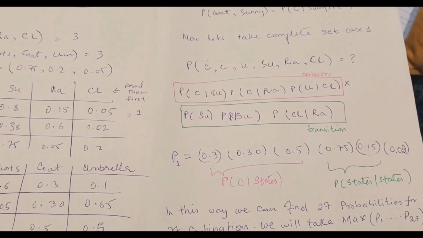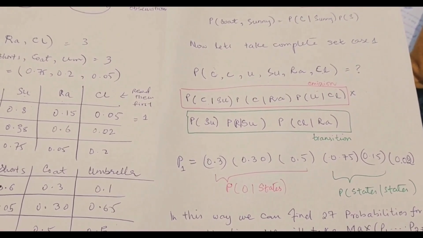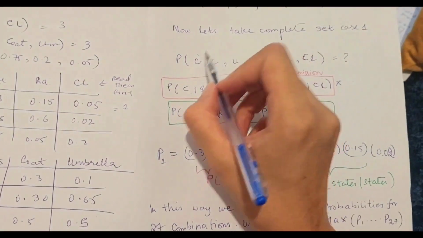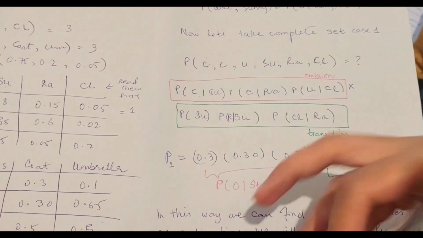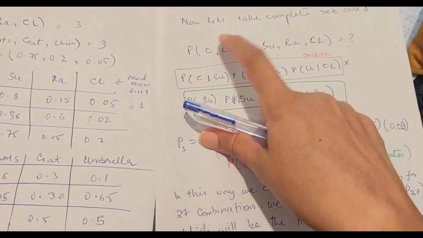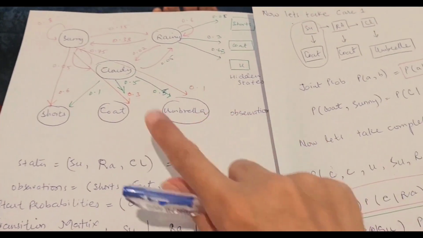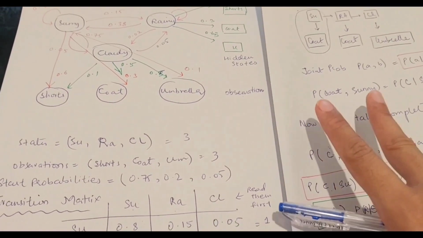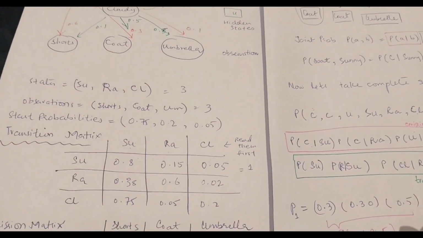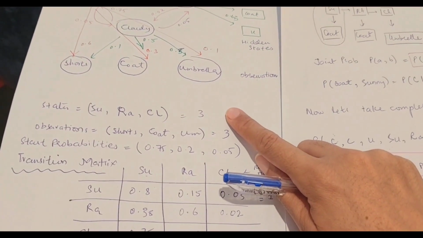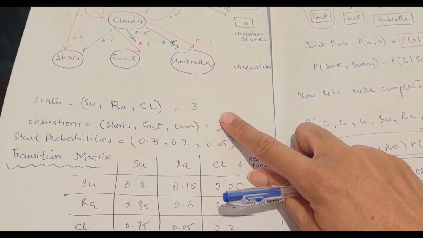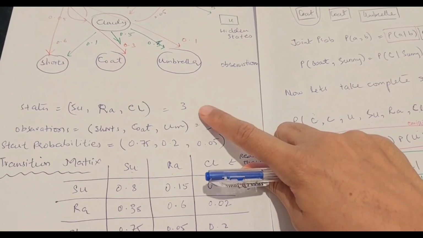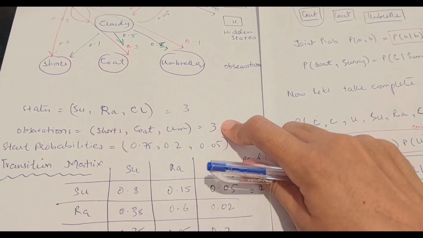But if you are simply given a sequence of events, you don't have to find the maximum possible case. You have to find the probability for this specific sequence, so you just have to find out this one case. And if you are not given a sequence, and you are asked to find all the possible combinations and then the maximum out of those, then you have to find these 27 probabilities. In this case you are given three hidden states and three observations. If there were 4 observations, then it would have been 3 raised to the power 4, and so on.